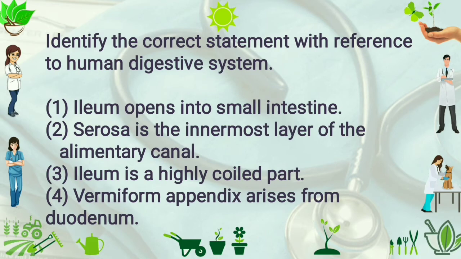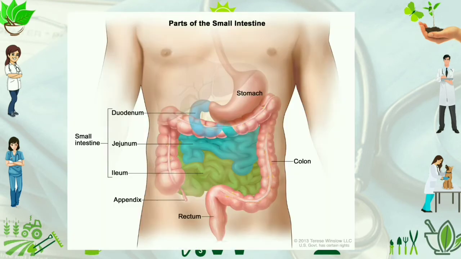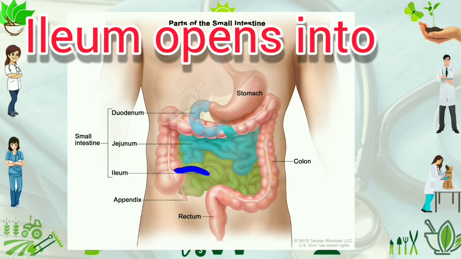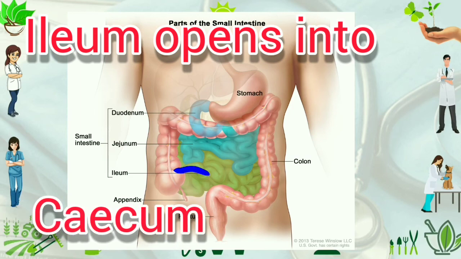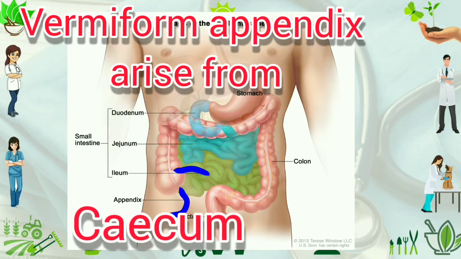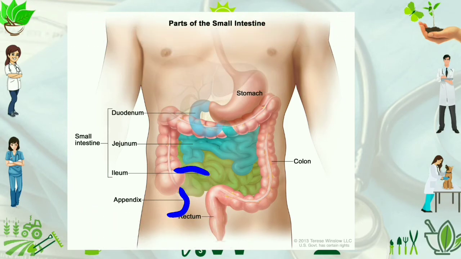Identify the correct statement with reference to human digestive system. Ileum opens into small intestine. Serosa is the innermost layer of the alimentary canal. Ileum is a highly coiled part. Vermiform appendix arises from duodenum. Here we can see the ileum opens into the cecum. The vermiform appendix is also arising from the cecum.